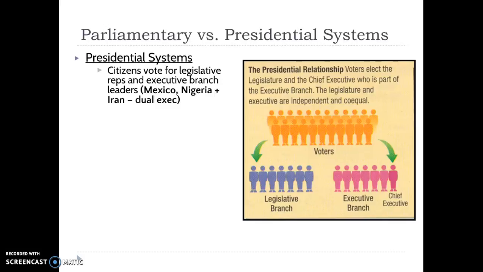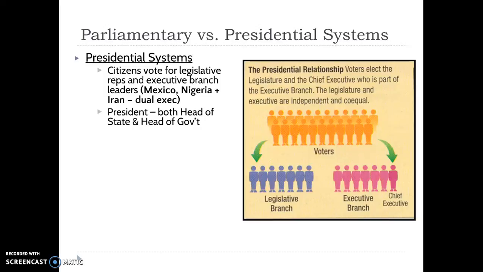If in a parliamentary system you get to just vote for the members of the legislative body and they get to select the rest of the food chain, know that you get dual elections in a presidential system, that you get to elect both members of the legislative branch and the chief executive. The nations we will look at this semester that have presidential systems will be Mexico, Nigeria, and Iran.